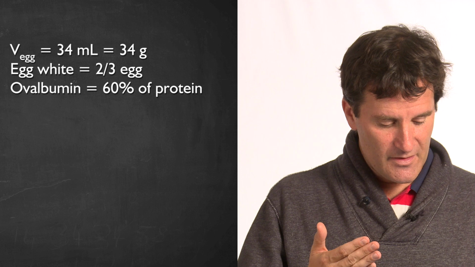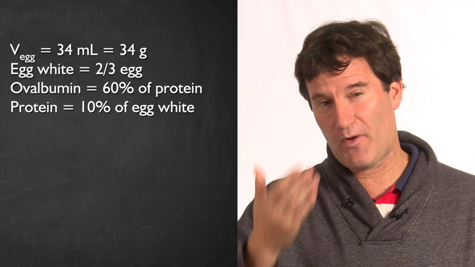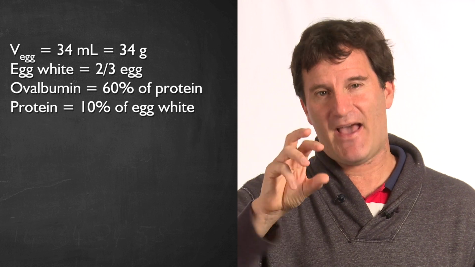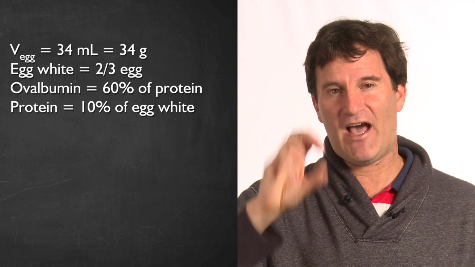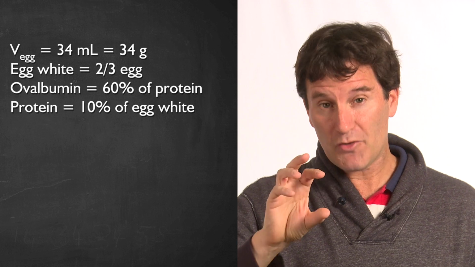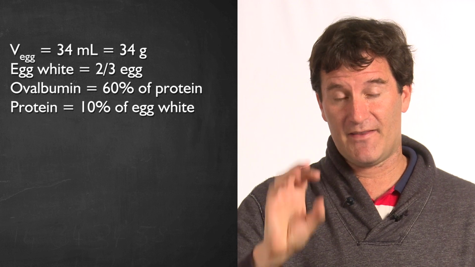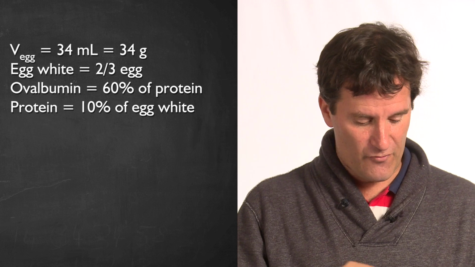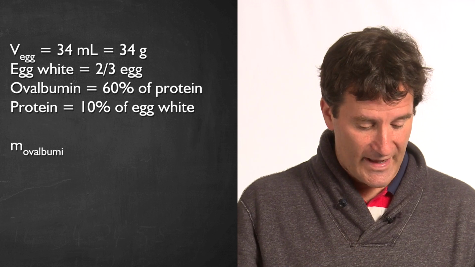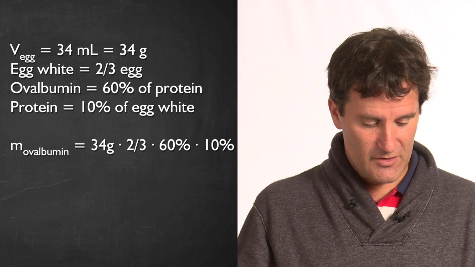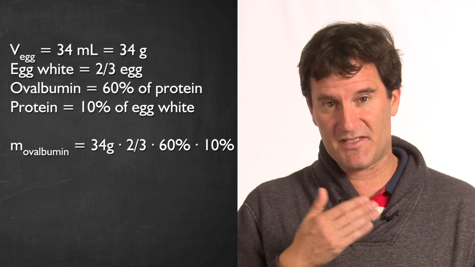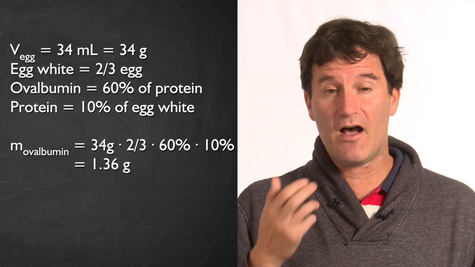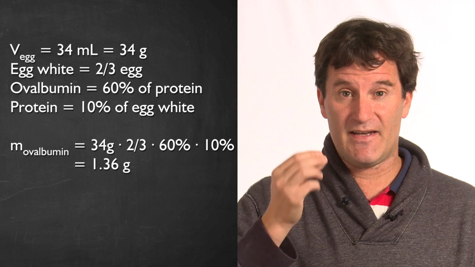And about 10% of the weight of egg white is protein. So what we have to do is take the mass of the egg white, divide by 10, which gives us the mass of protein in the egg white, and then multiply that by 60%, which basically gives us the mass of albumin. So if I work that out, 34 grams times 2/3, which is the egg white, times 0.6 times 0.1, I find that there are about 1.4 grams of ovalbumin in an egg.